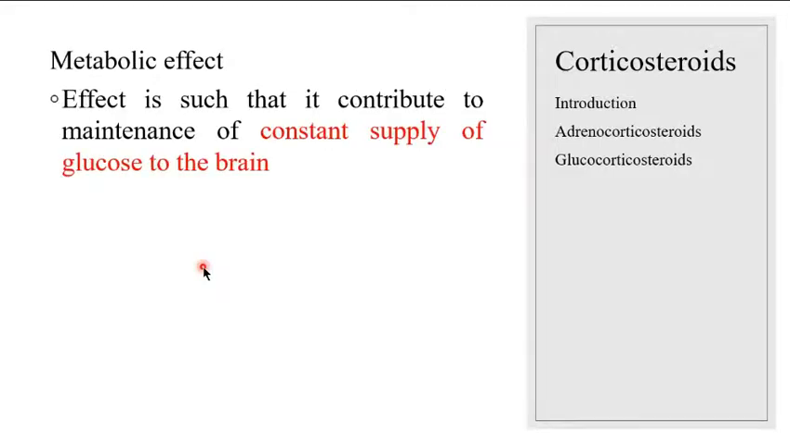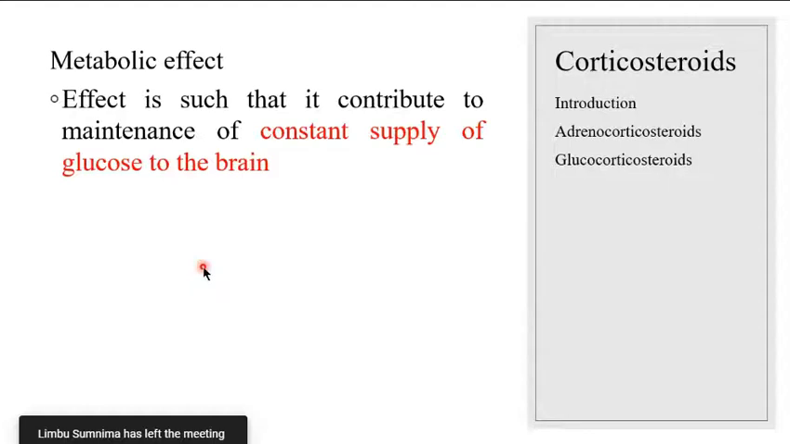Metabolic effect. No matter what, cortisol has only one aim, and that aim is to supply glucose to the brain during stressful situations. Whether you are starving, whether you have anxiety, or whether you are in a situation in which you have severe stress, in such situations the main aim of corticosteroids is to supply glucose by any means.